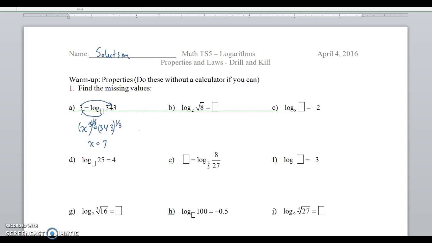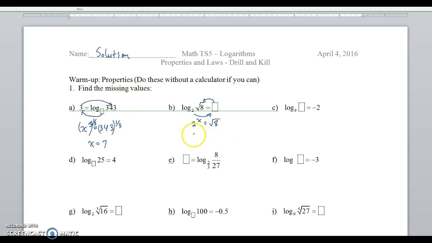I'm going to jump over to another question that has the missing value at the end, and so 2 to the what is equal to square root of 8. 2 to the x equals square root of 8. Notice that's square root. Later on we'll try a different type of root.